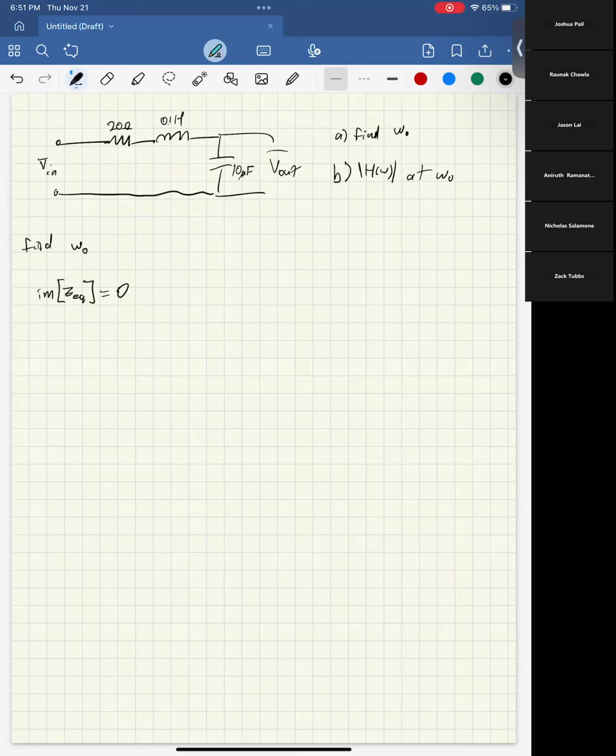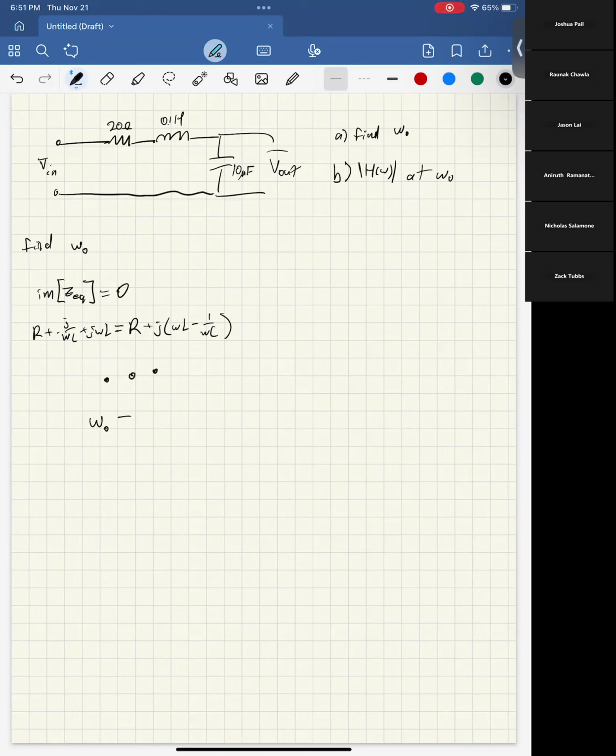The equivalent impedance of our whole circuit is going to be R plus negative J over omega C plus J omega L. If you write this in a nicer form to find the imaginary part, you would get J omega L minus 1 over omega C. This is the exact same thing we found in that other question. I'll say dot, dot, dot.